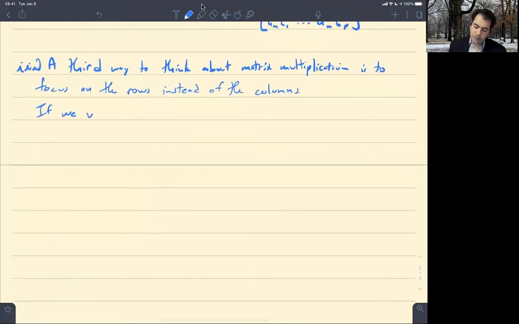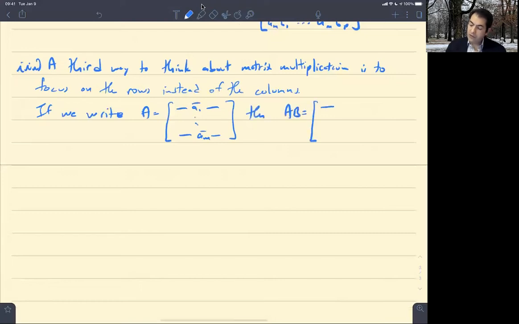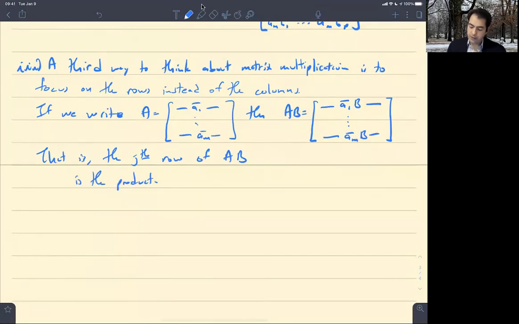So let's do that. If we write A as the matrix whose rows are A1 through Am, then A times B has first row equal to A1 times B, in that order, and mth row Am times B, in that order, right? So the jth row of A times B is the product of the jth row of A with B. Okay, so those are three ways to think about matrix-matrix products, and they're each useful at different times.